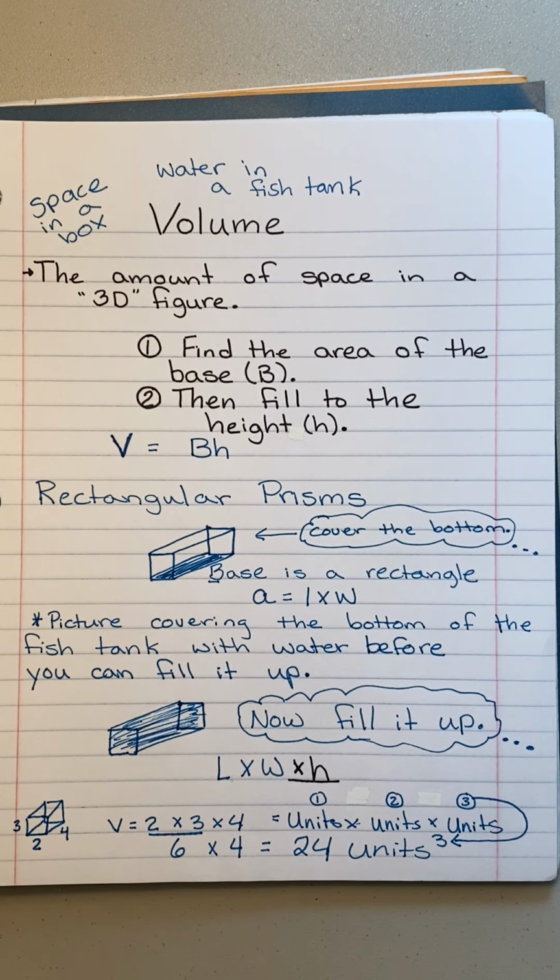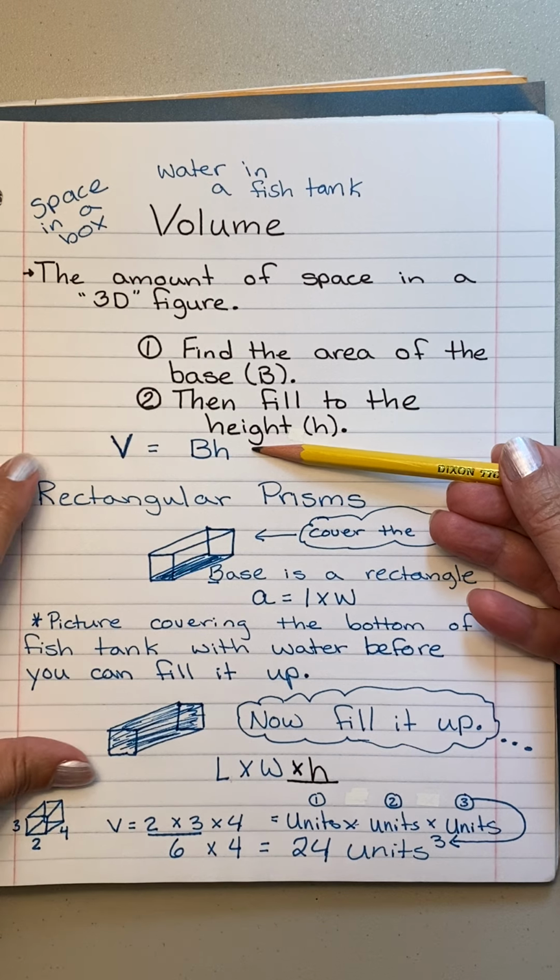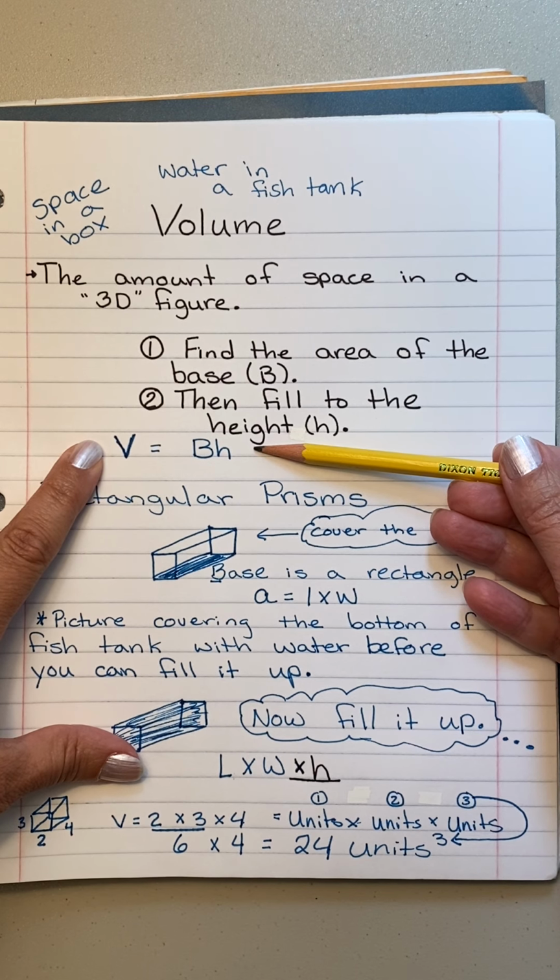This is where we're talking about volume. Volume is the amount of space inside a three-dimensional figure. So if we're really thinking about those rectangular prisms, we think about finding the area of the base. And then we have to fill it up. So our bases, if it's not a rectangular prism, the base can change shape. And that's why you'll often see the formula written like this, where you have volume equals base times height.